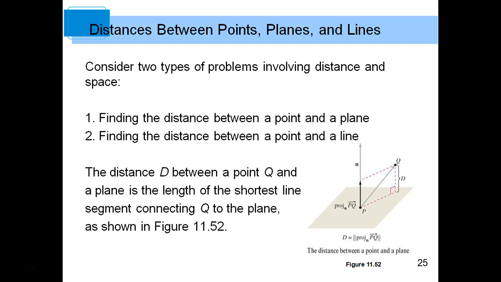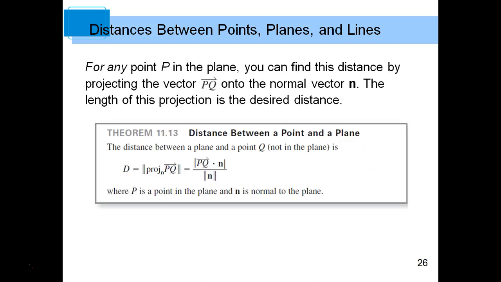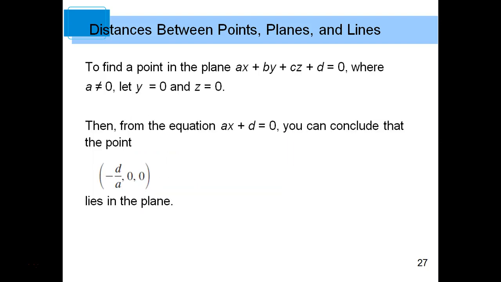And of course, our normal vector will be involved. Our formula for our distance is going to be the absolute value of the dot product of PQ dotted with n divided by the magnitude of n. Again, P is a point on the plane, n is the normal vector to the plane.